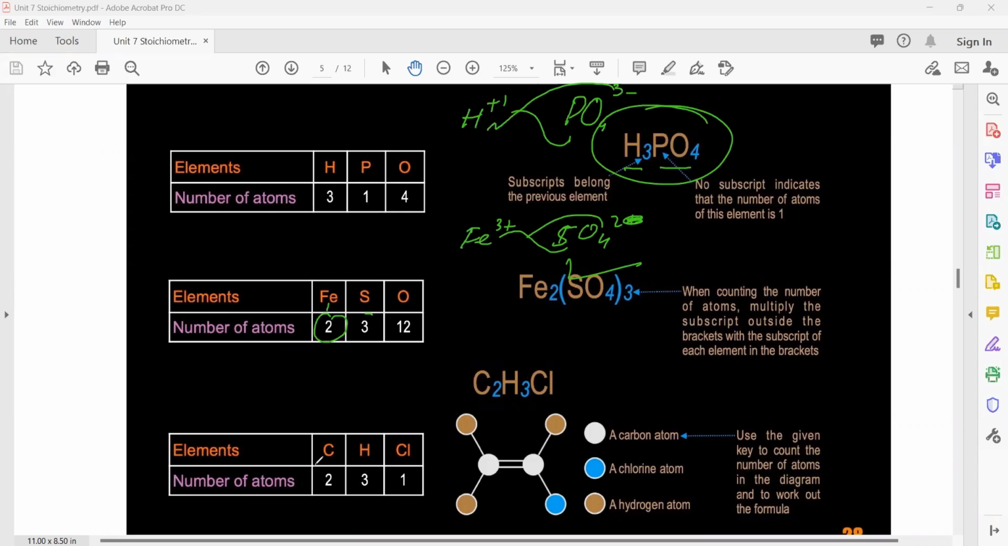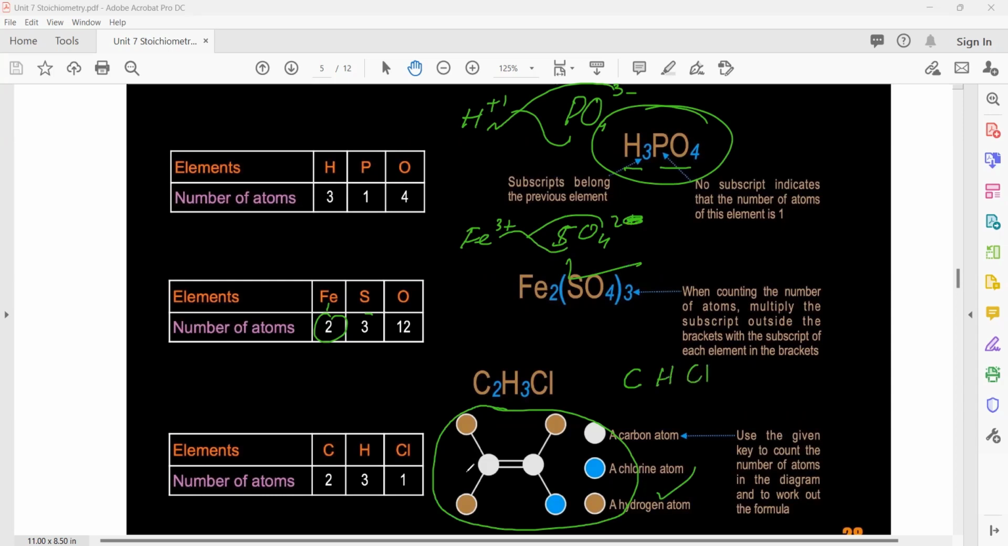Sometimes in the exam, they will give you a diagram and tell you to write the formula. For example, they will give you this diagram. First of all, you write the elements. Which elements are there in this formula? Carbon is there, hydrogen is there, and chlorine is there.